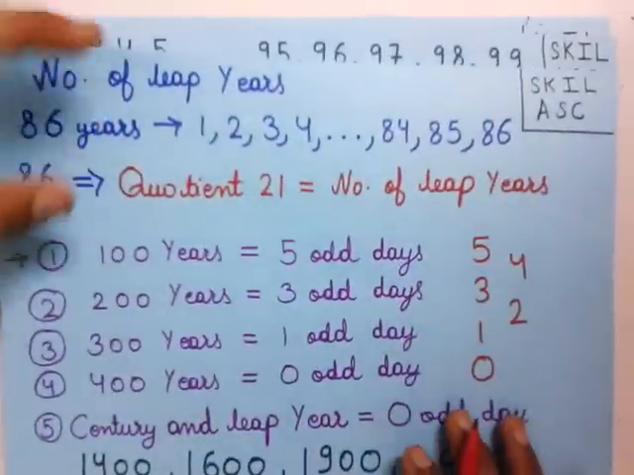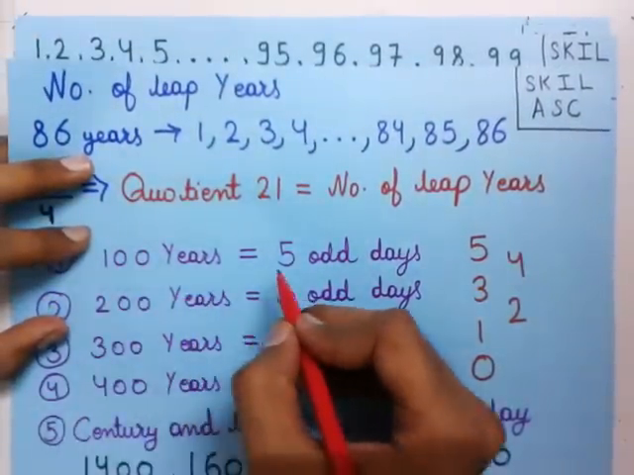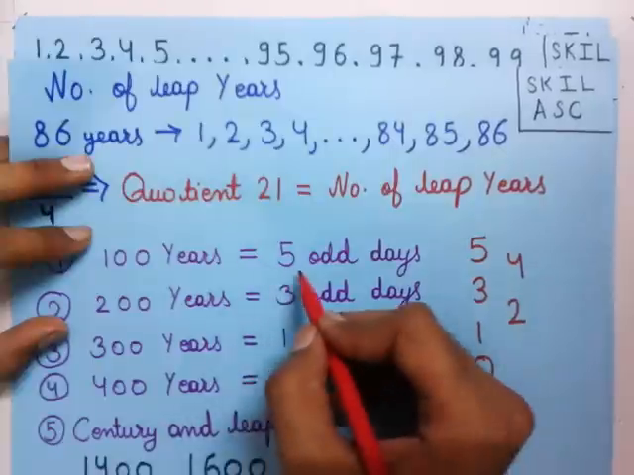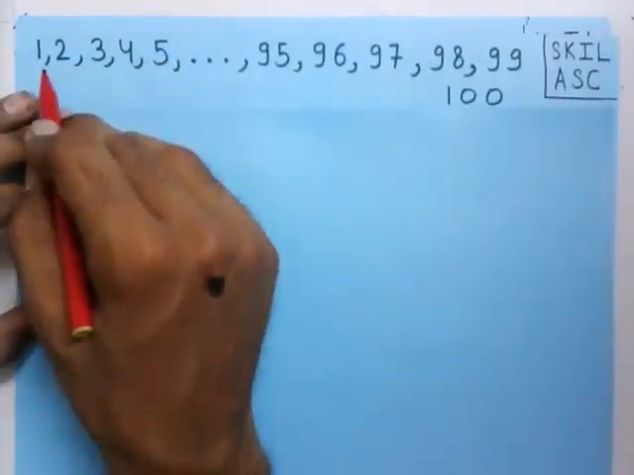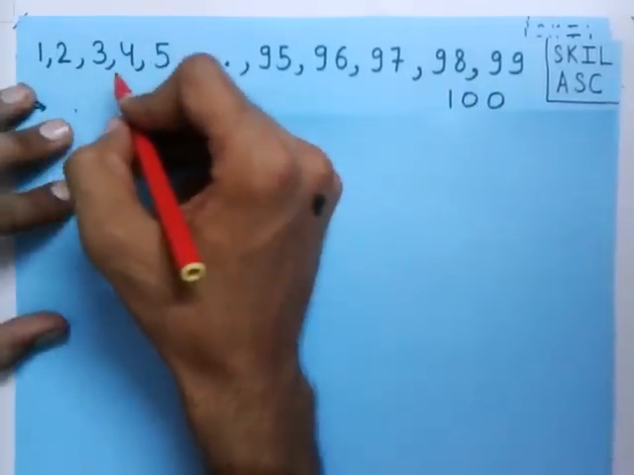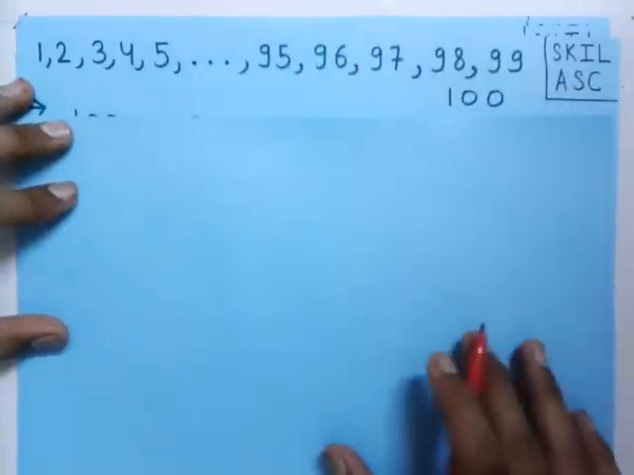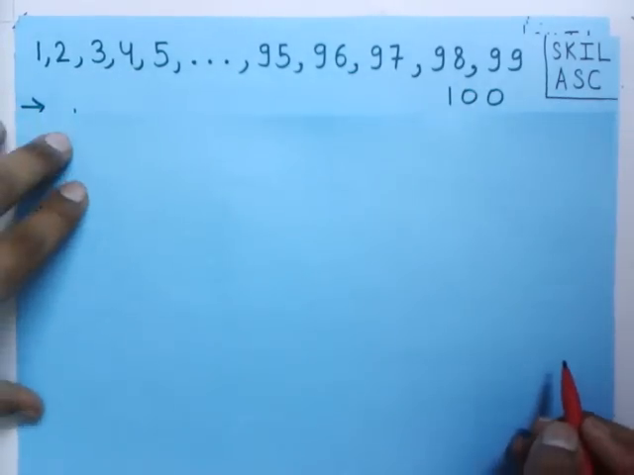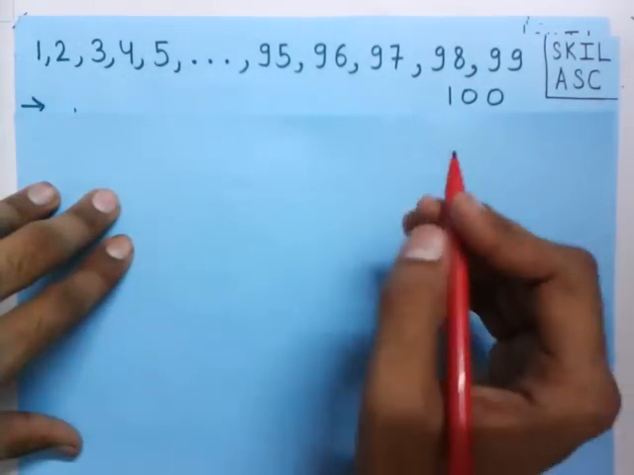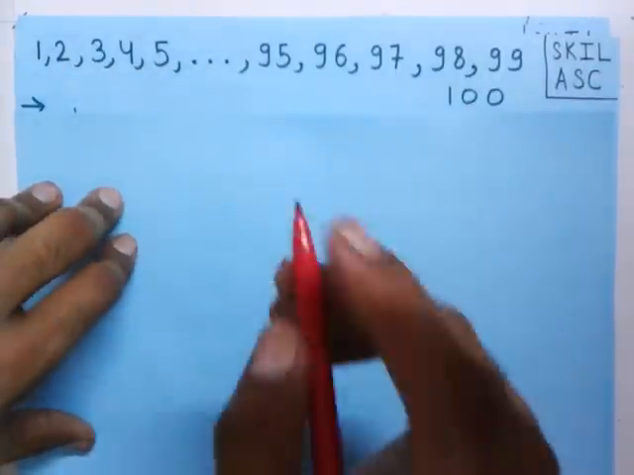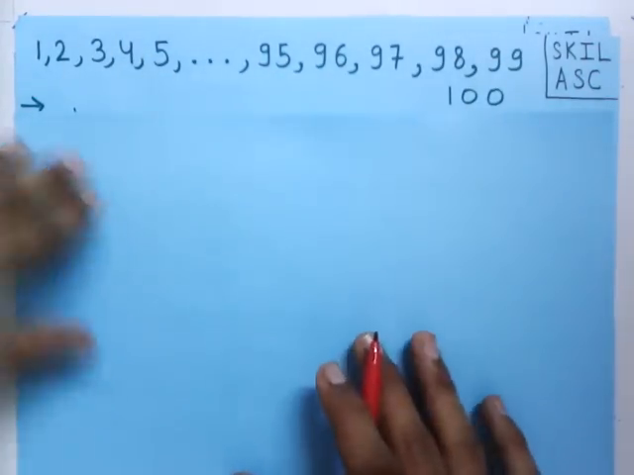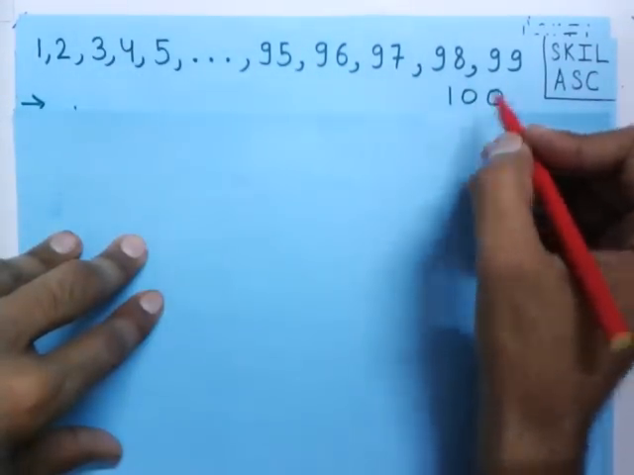Suppose we have to find the number of odd days in 100 years, which is already given as 5 odd days. Now we will see how we get that 100 years have 5 odd days and about the remaining years. So first we see, suppose we have years from 1 to 100. We have year 1, 2, 3, 4, 5 and so on, and then 98, 99, 100. Now you notice that we have 100 years. Our aim is to find the number of odd days in the 100 years. But our first step will be to find the number of leap years in these 100 years.